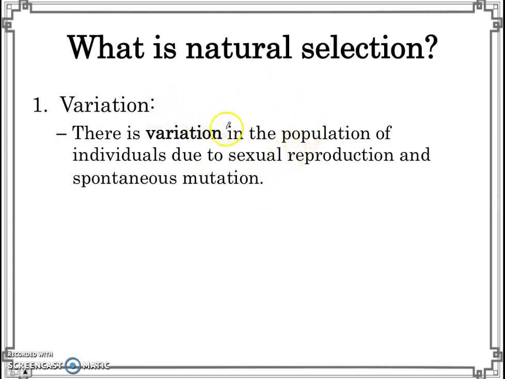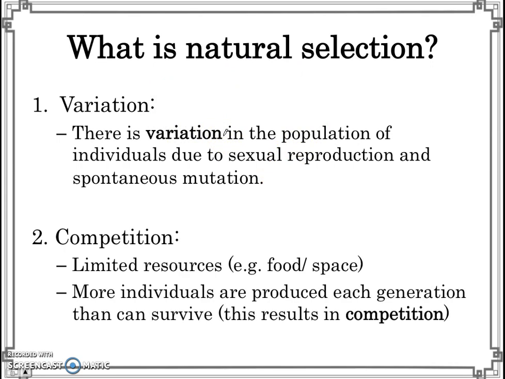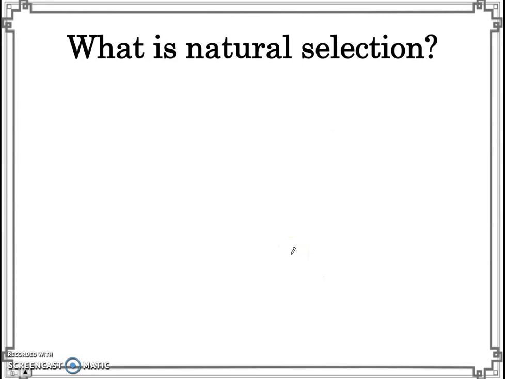Now, besides variation, natural selection also occurs only when there is competition. Only when there is limited resources and where there are more individuals produced each generation than can survive. So if all the individuals could survive, if there was enough resources to keep everyone alive, then nature wouldn't have to select some to survive better than others. But more often than not, there's limited food, there's limited space, there are predators trying to hunt you, and so there's a sort of selection which nature will do and will select those individuals which are better able to survive while others will die out. So we have variation and we have competition.